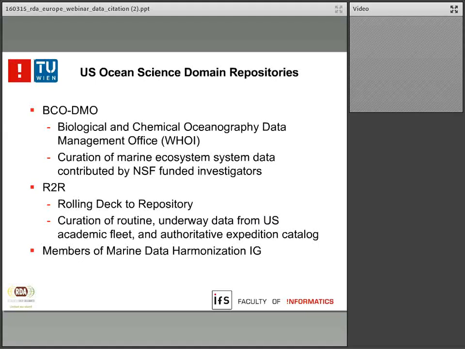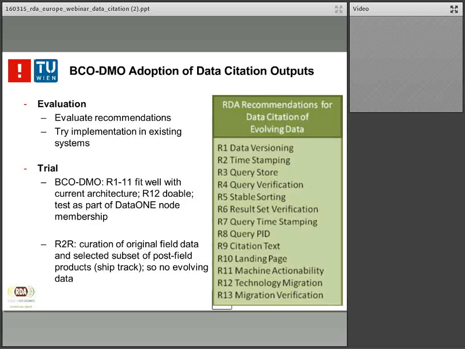BCO-DMO and R2R are two data sets that are using largely CSV files. Some of that is dynamic, others are frozen once the data has been collected. Again, this is a use case that comes from the Marine Data Harmonization Interest Group. And if you have more detailed questions on the actual data, it's probably wise to contact the use case owners directly, because they have much deeper insights than I do.